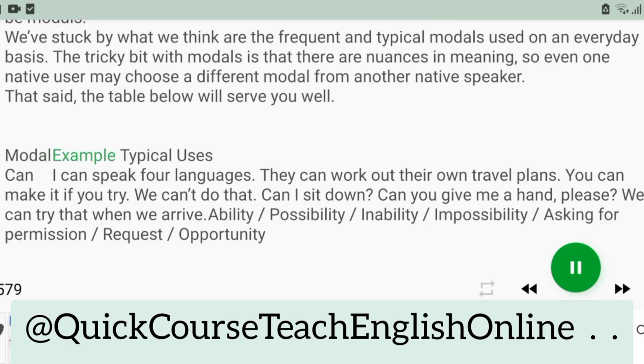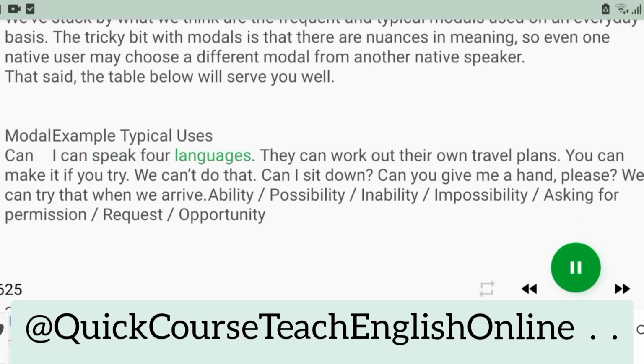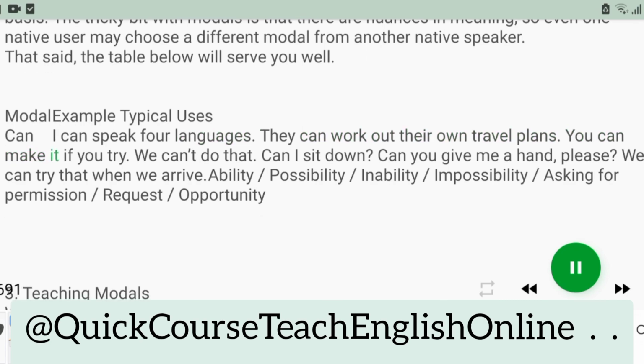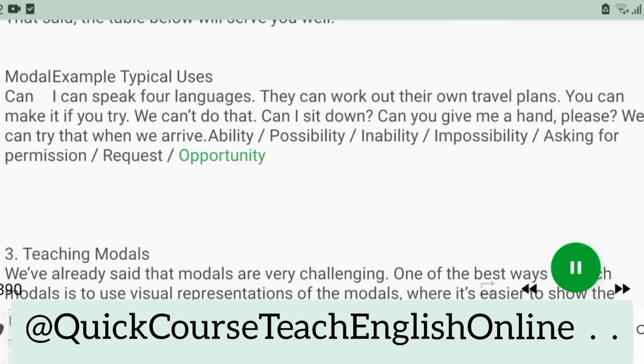Modal. Example. Typical uses. Can. I can speak 4 languages. They can work out their own travel plans. You can make it if you try. We can't do that. Can I sit down? Can you give me a hand, please? We can try that when we arrive. Ability, possibility, inability, impossibility, asking for permission, request, opportunity.